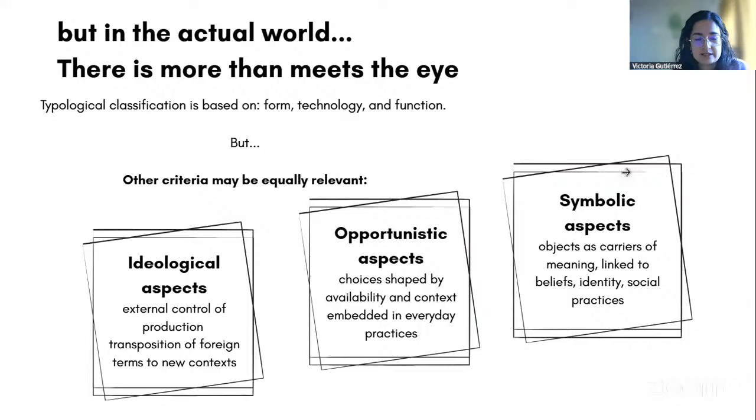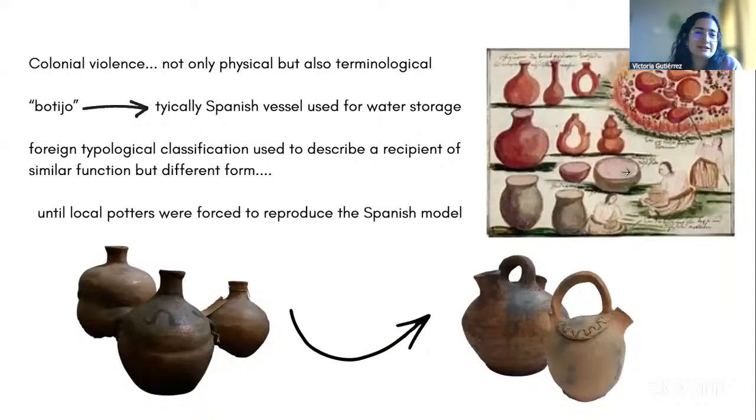The opportunistic aspects, the choices that are shaped by the environment itself, by the availability and the context. And of course, the ideological aspects, which are related to the external control of production, the power and its circulation in the context of the communities that produce these objects. And a very good example is something that we have previously analyzed with AIXA, which is colonial violence shaping pottery.